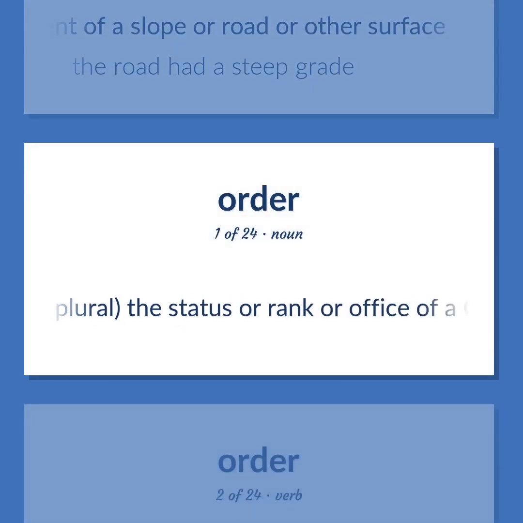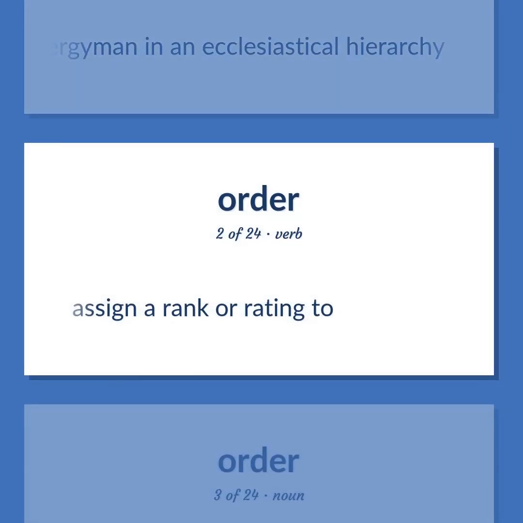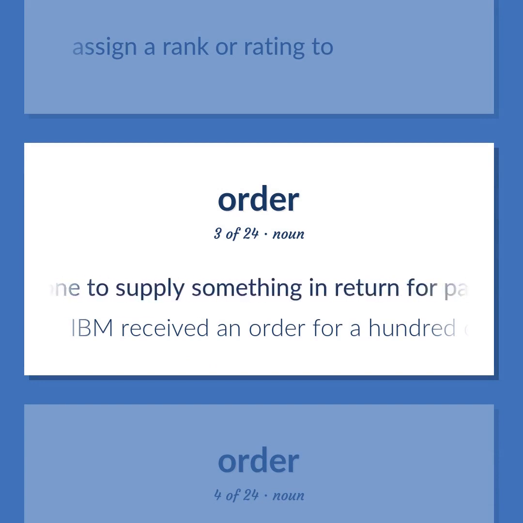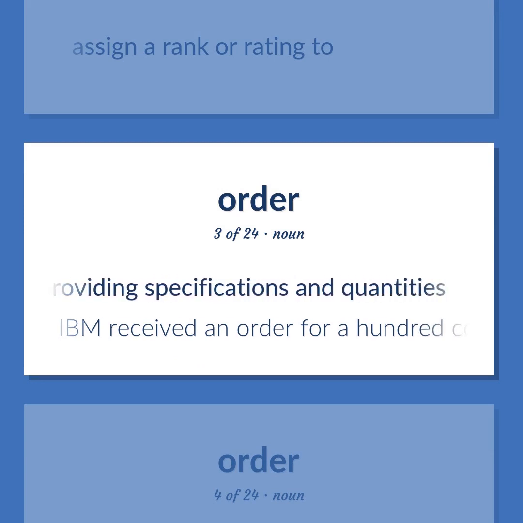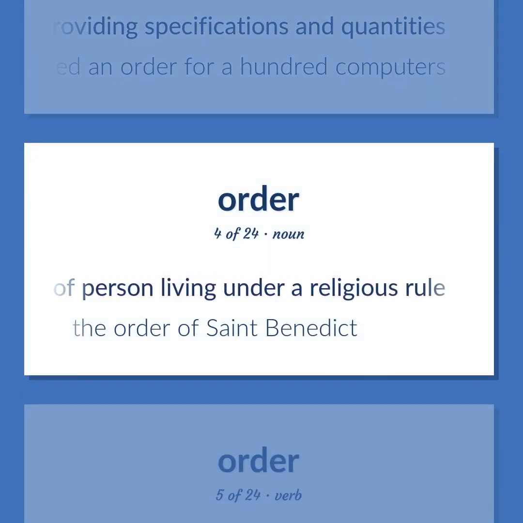Usually plural, the status or rank or office of a Christian clergyman in an ecclesiastical hierarchy. Assign a rank or rating to. A commercial document used to request someone to supply something in return for payment and providing specifications and quantities. IBM received an order for 100 computers. A group of persons living under a religious rule. The Order of Saint Benedict.